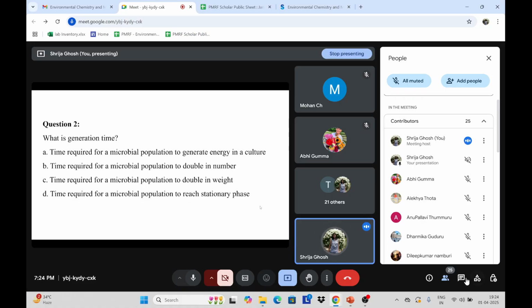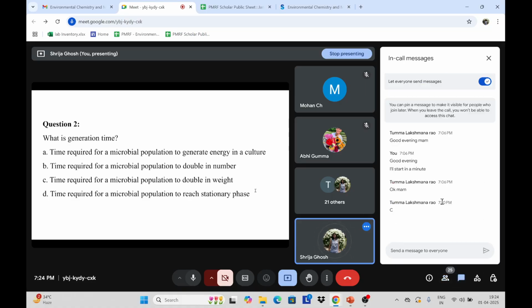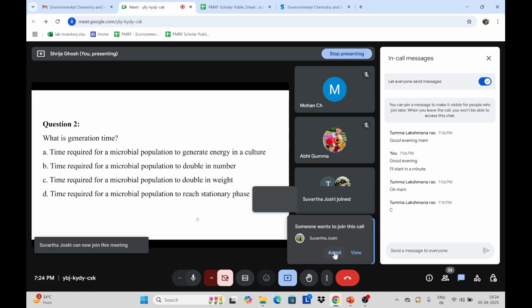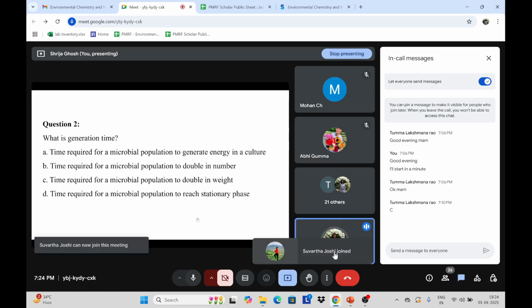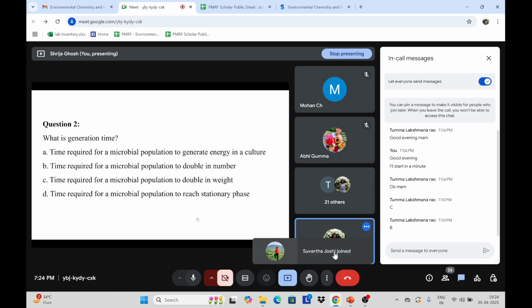Requesting all of you to write the answer in the chat box. What is the generation time? Time required for the microbial population to generate energy in a culture? Or is it time required for a microbial population to double in number? Or is it time required for a microbial population to double in weight? And fourth is time required for a microbial population to reach stationary phase. Okay, I have one answer, option B.